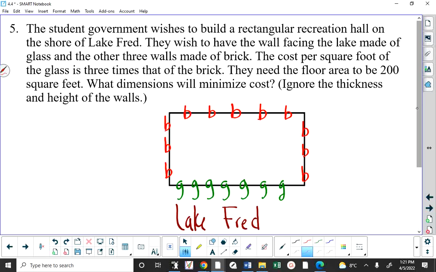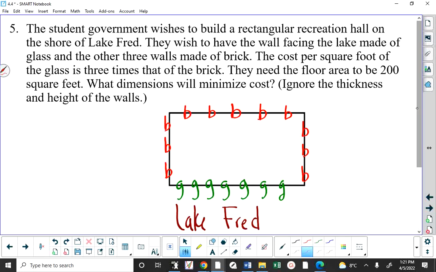And all I'm getting at is if I tell you that per square foot of this is 3 times as much for the glass as the brick, if all the walls are the same height and same thickness, then the cost of a foot of this wall lengthwise is going to be 3 times as much as the cost of a foot of the brick. Does that kind of ring true to you? Does that kind of make sense?